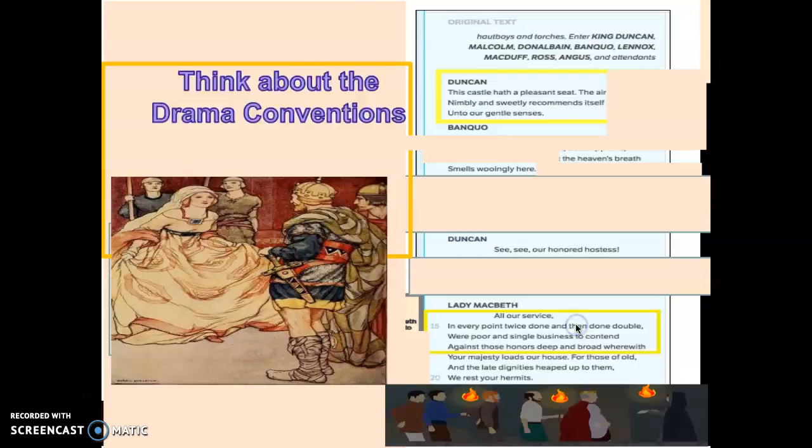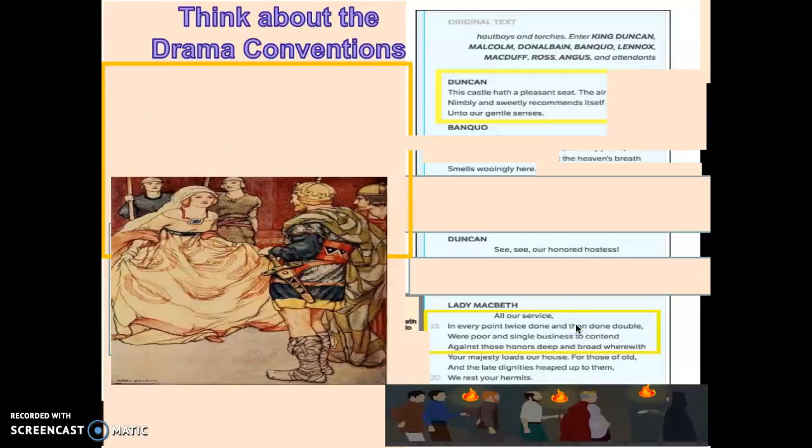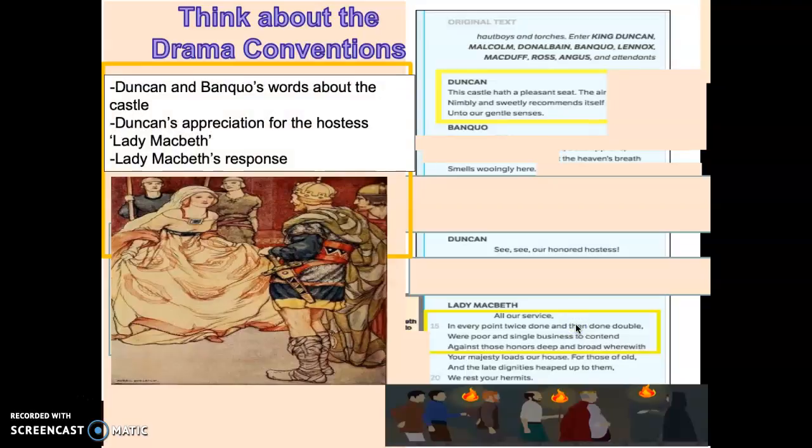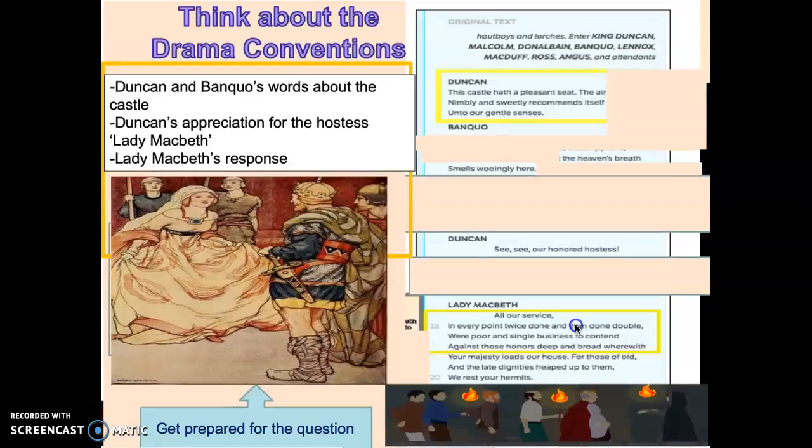What does that tell you about the drama convention in this part? What is she trying to do? So let's think about that. Duncan and Banquo's words about the castle, Duncan's appreciation for the hostess, Lady Macbeth, and Lady Macbeth's response. What do they all tell you? What kind of drama convention is expressed here? Let's respond to the question.